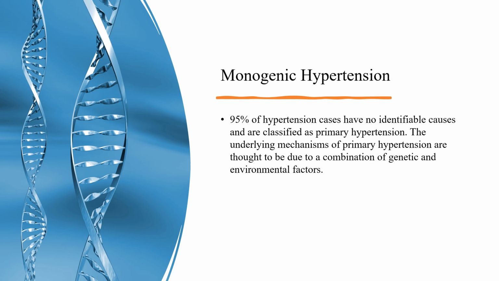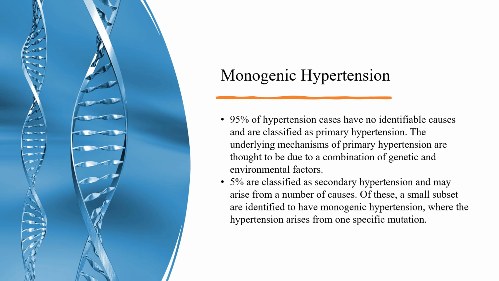95% of hypertension cases have no identifiable causes and are classified as primary hypertension. The underlying mechanisms of primary hypertension are thought to be due to a combination of genetic and environmental factors. 5% are classified as secondary hypertension, where the hypertension can arise from a number of causes. Of these, a small subset have monogenic hypertension, where the hypertension arises from one specific mutation.